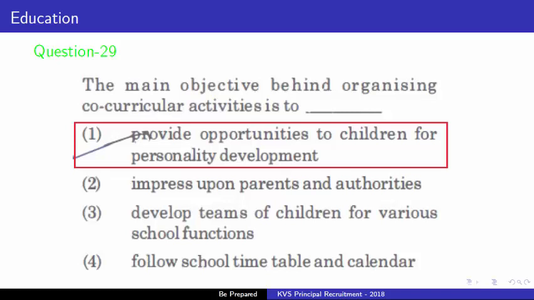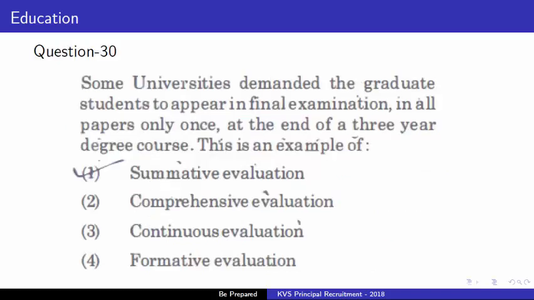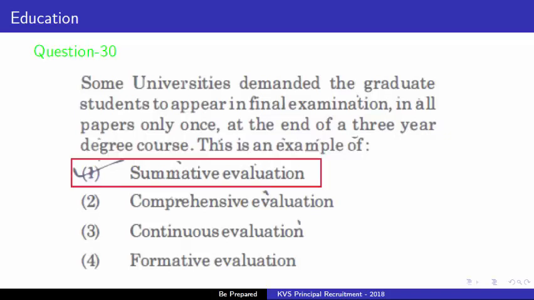Next, 30th question is, some universities demand the graduate students to appear in final examination in all papers only once at the end of 3 years degree course. This is an example of, options are summative evaluation, second option is comprehensive evaluation, third option is continuous evaluation, and the last option is formative evaluation. Right answer is option first, that is summative evaluation.